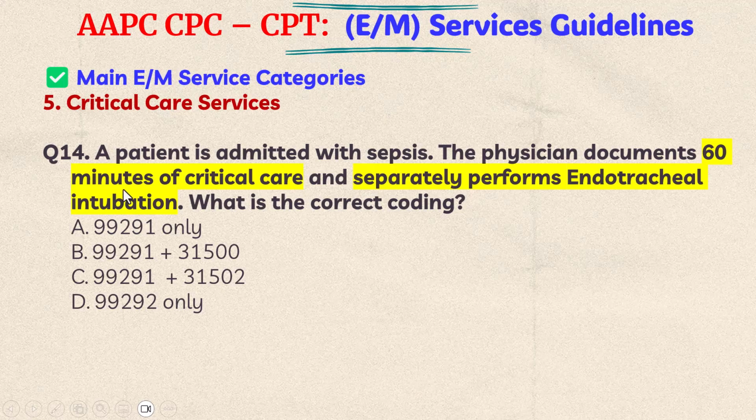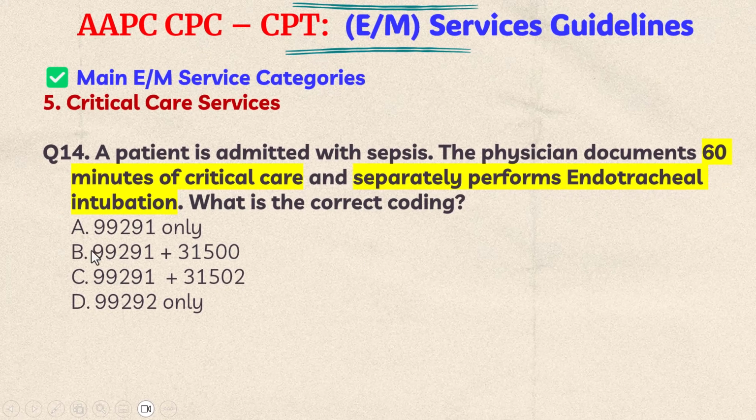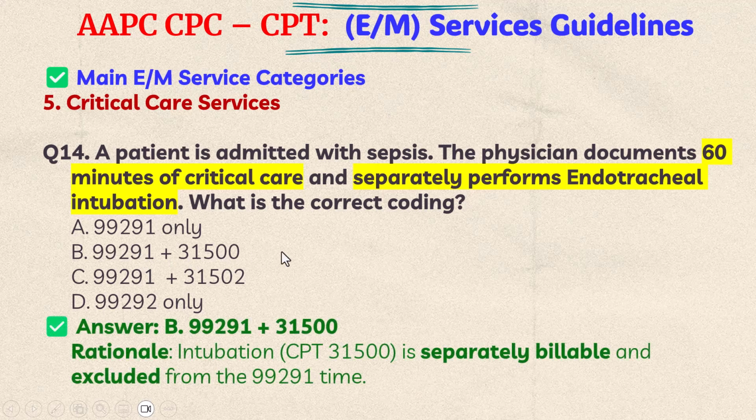Separately performs the endotracheal intubation. In this case, you have to find the code for endotracheal intubation. You can use the alphabetic index. There you go to intubation, then the subcategory of endotracheal. I will demonstrate this in detail in future tutorials. When you go to the codes, you will see 31500 is intubation, endotracheal, emergency procedure. 31502 is tracheostomy tube change prior to establishment of a fistula tract. So the correct code will be 31500, intubation endotracheal emergency procedure. In this case, the correct code will be 99291 plus 31500. So the correct answer is B.